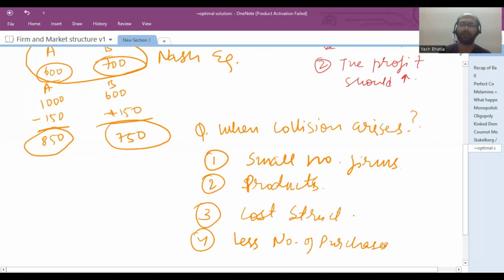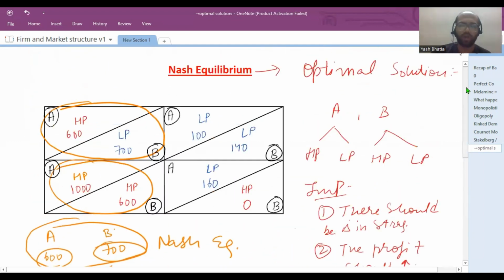Okay, so this was all about Nash equilibrium, and with this we have covered our oligopoly. In the next video we will cover monopoly.